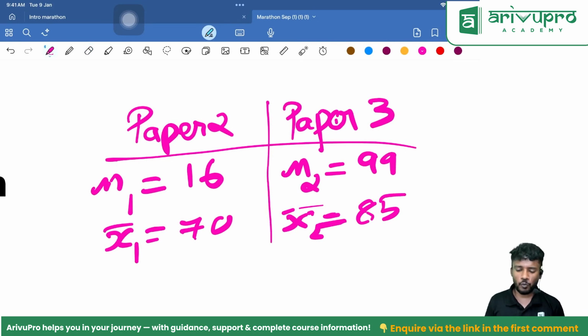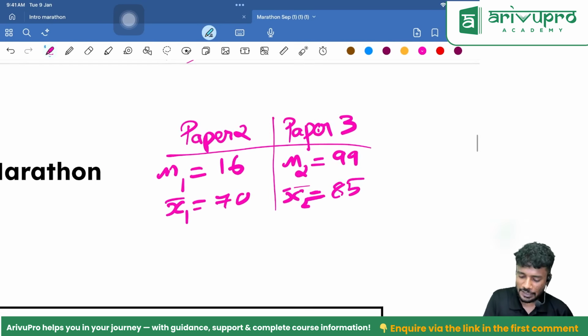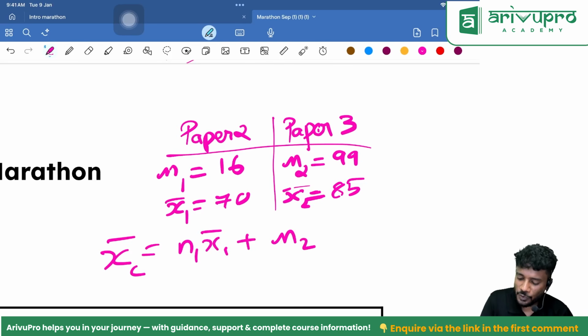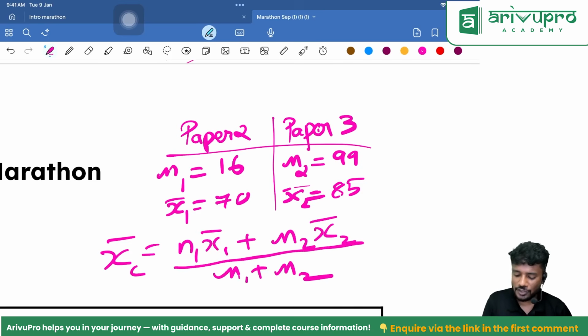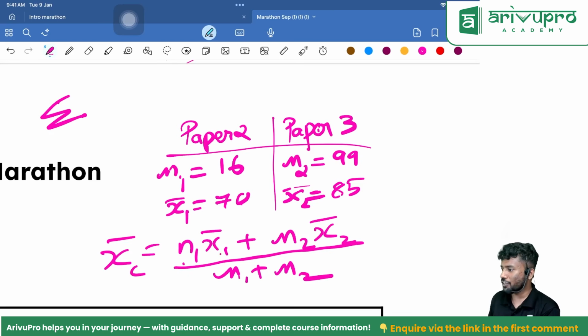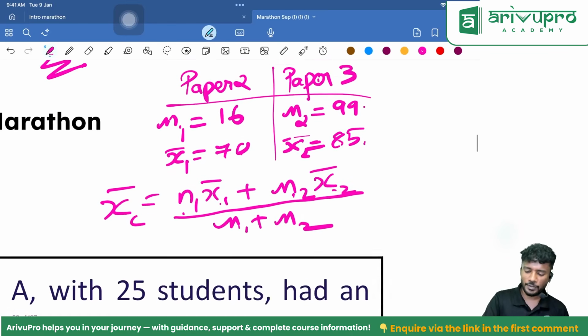Now, they are asking what is the combined average of both the papers. Combined average is nothing but N1 x1 bar plus N2 x2 bar divided by N1 plus N2. Why are we writing N1 x1 bar? Because N1 into x1 bar is nothing but the summation of all the observations. N2 into x2 bar means the summation of all the marks over here.